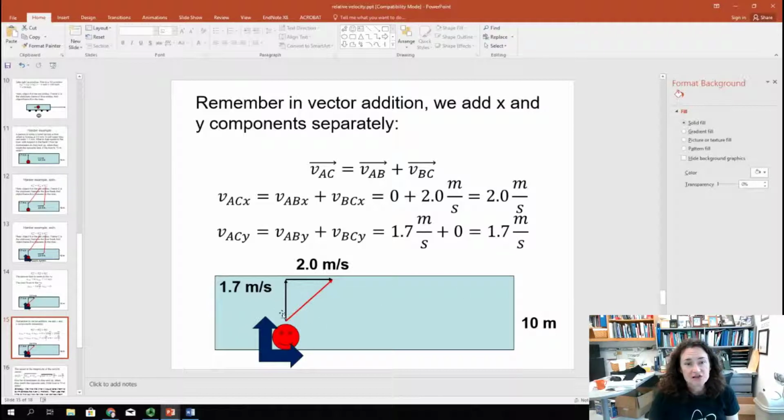Now, if you do the tip-to-tail vector addition, you can see that you have the y bit here, the 1.7 meters per second, and then you put the 2 meters per second at the end of the 1.7 meters per second vector, and it goes straight over. And then your resultant vector is indicated here in red, connecting the beginning of the 1.7 to the end of the 2 vector. Okay? And then that gives us our final drawing for the relative velocity of the swimmer. So what's happening here is the swimmer is trying to swim straight across the river, but because the water that they're swimming in is moving itself, it carries that person downstream.